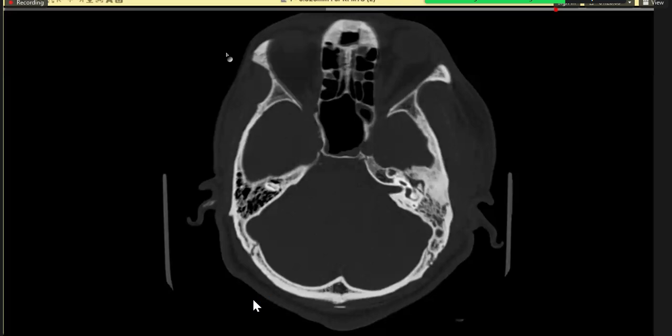This is a 70-year-old diabetic patient with left-sided periauricular swelling and tenderness, plus external pus discharge. Over to you.